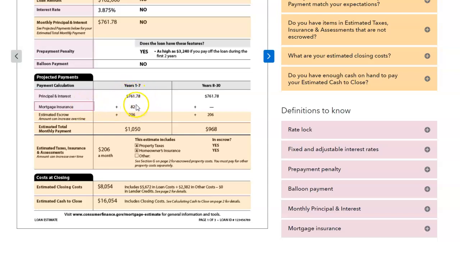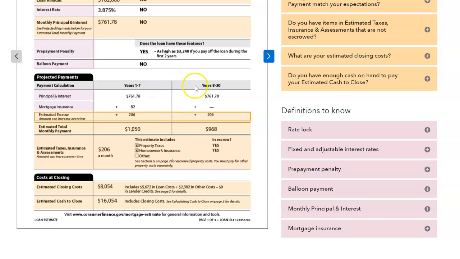Mortgage insurance: because you're putting less than 20% down, you're going to pay mortgage insurance. And then the estimated escrow, which is the estimate of your taxes and insurance. This amount can increase over time. If you're in a fixed rate, the principal and interest will not, but the escrow can increase over time because the lender does not control your insurance and tax costs. And then this is your estimated total monthly payment.